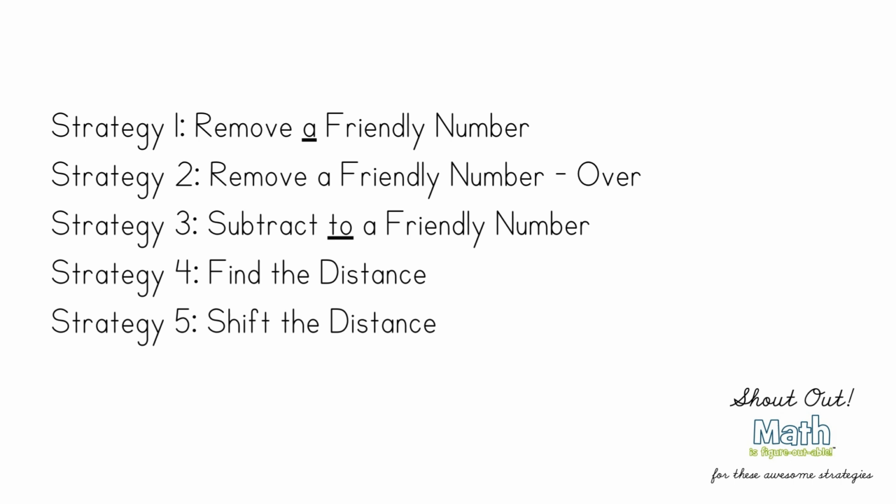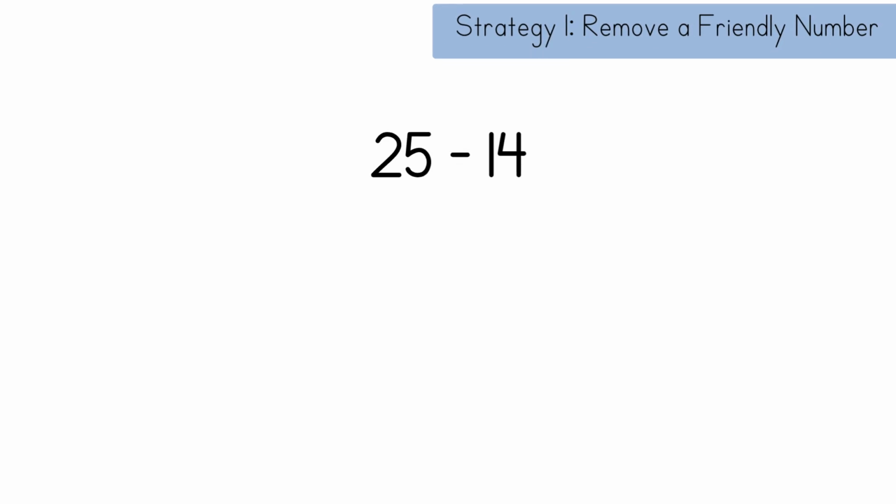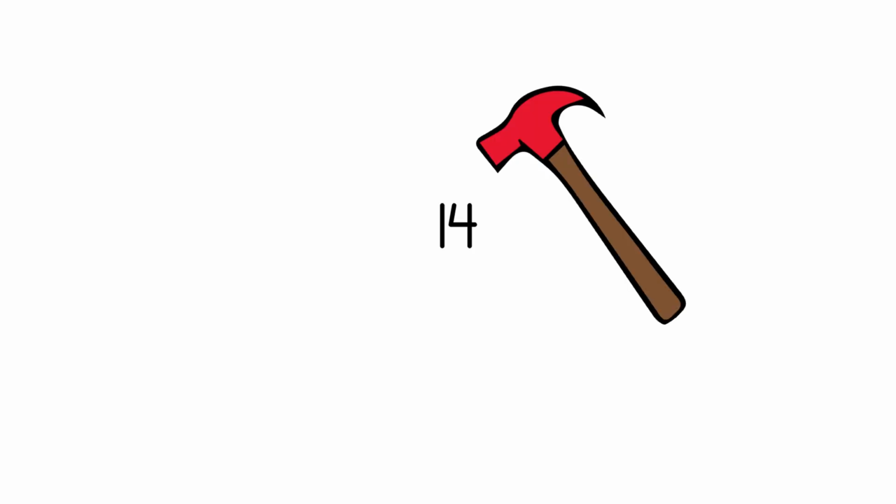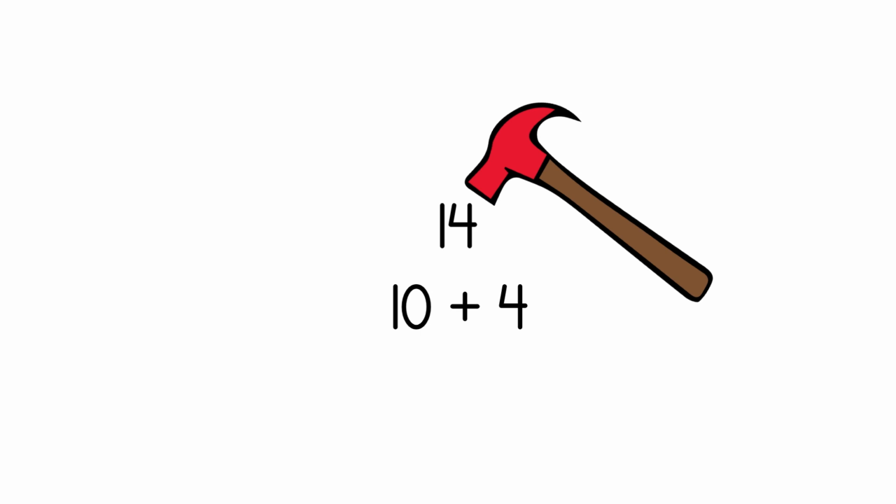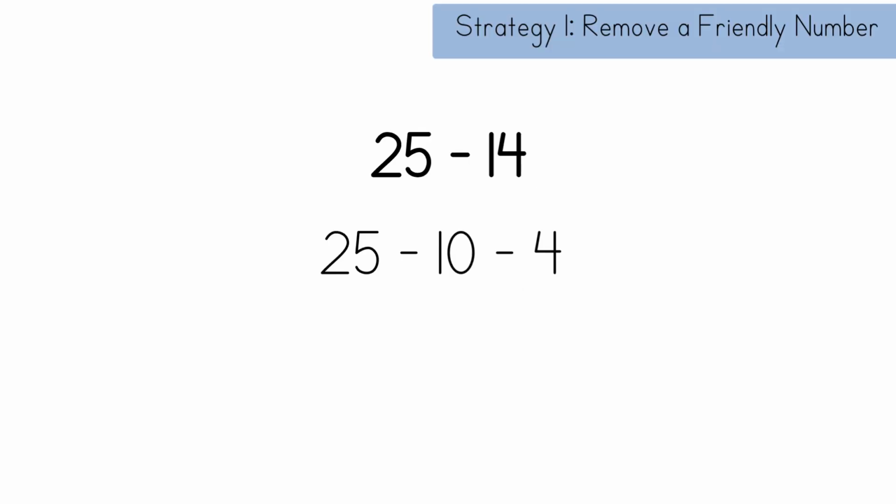All right, drum roll please. Now for the strategies. Strategy number 1 is remove a friendly number. I have 25 minus 14. Let's look at 14 first. What do you know about 14? We know that 14 is made up of 10 and 4. Ooh, 10 is a friendly number. Why don't I try subtracting that first? I take my hammer, I break up 14, and then I get 25 minus 10 minus 4. 25 minus 10 is 15, minus 4 is 11.